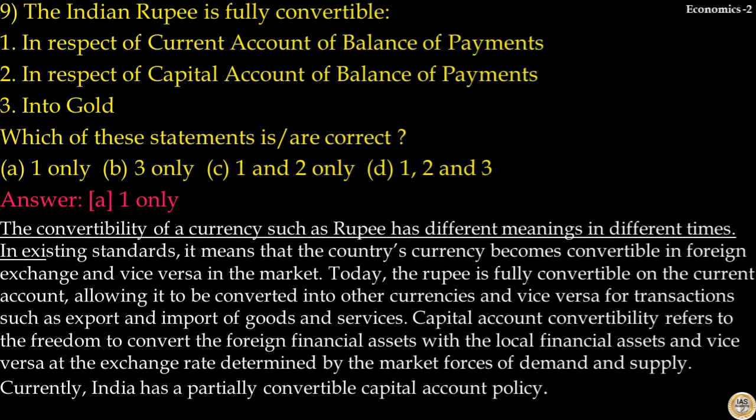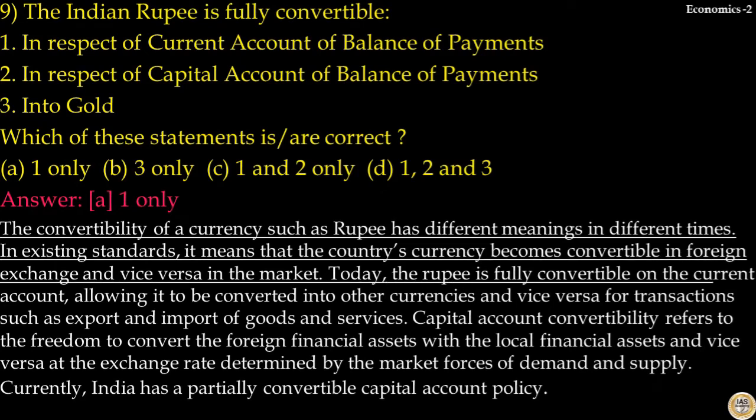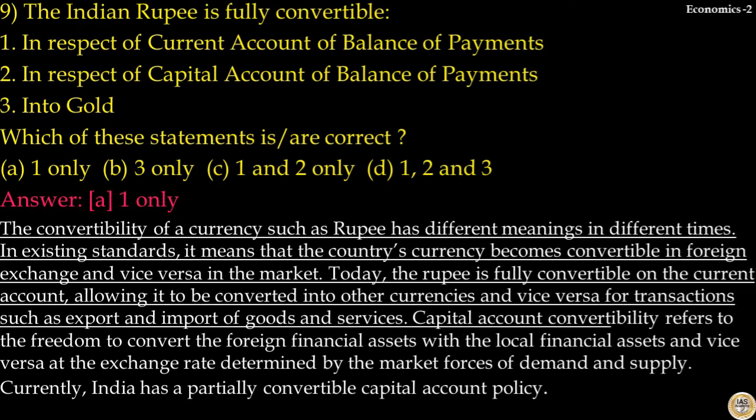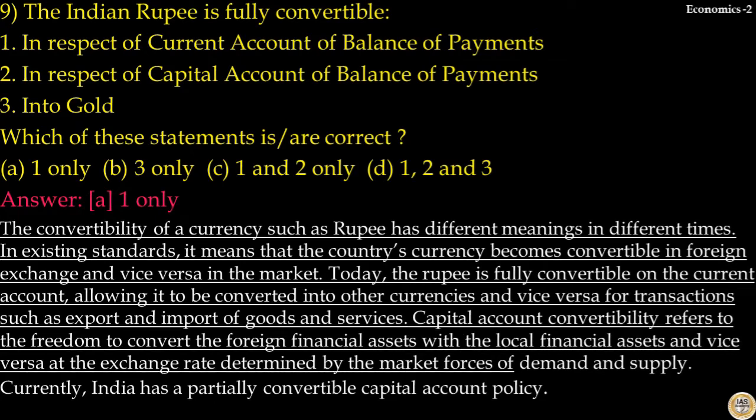The convertibility of a currency such as the rupee has different meanings at different times. In existing standards, it means that a country's currency becomes convertible into foreign exchange and vice versa in the market. Today, the rupee is fully convertible on the current account, allowing it to be converted into other currencies and vice versa for transactions such as export and imports of goods and services. Capital account convertibility refers to the freedom to convert foreign financial assets into local financial assets and vice versa at the exchange rate determined by the market forces of demand and supply. Currently, India has a partially convertible capital account policy. So, here the answer to this question is option A, statement 1 only is correct.